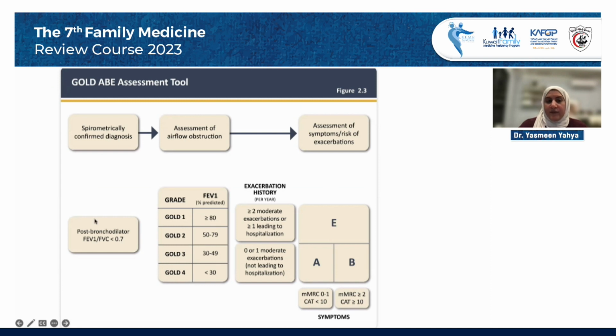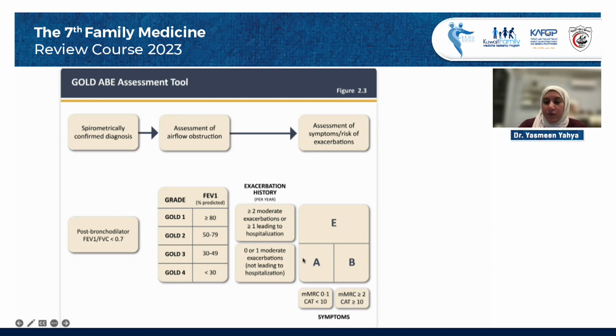So we said that we did the spirometry and we confirmed that it's less than 0.7. So we diagnosed COPD and we knew the grade, which is not very helpful clinically, but just tells us the prognosis of the patient. Then we come to the most important part. We want to categorize our patient into these 3 groups, A, B, and E. This has recently been changed. It was A, B, C, D. This was recently changed now in the 2023 guidelines.